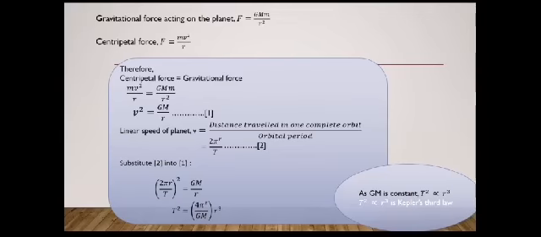The gravitational force acting on the planet is F equals GMm divided by R squared. The centripetal force is F equals mv squared divided by R. Therefore, centripetal force equals gravitational force: mv squared divided by R equals GMm divided by R squared. So v squared equals GM divided by R. The linear speed of the planet v equals the distance traveled in one complete orbit divided by the orbital period, which equals 2 pi R divided by T. Substitute 2 into 1: (2 pi R divided by T) squared equals GM divided by R. T squared equals 4 pi squared R cubed divided by GM.